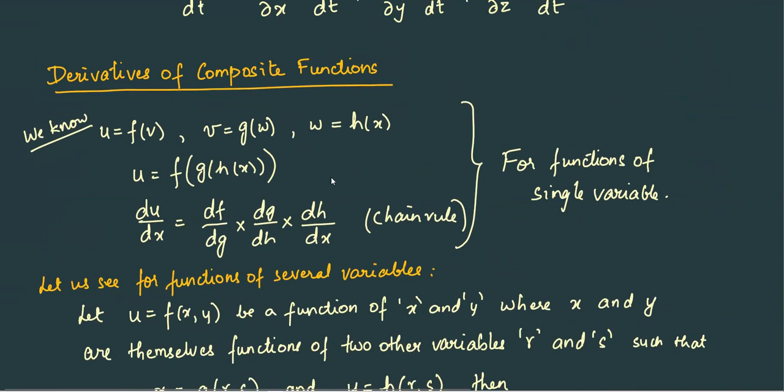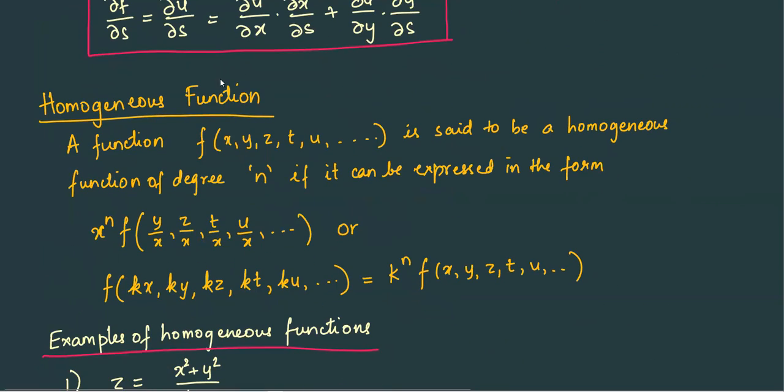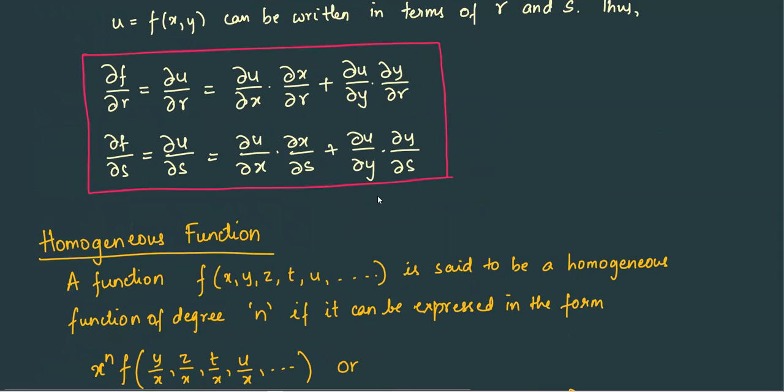Now, derivative of composite functions. We saw how partial derivative works: u is a function of x and y, and x is a function of r and s, and y is a function of r and s. Then derivative of u with respect to r is partial derivative of u with respect to x multiplied by partial derivative of x with respect to r plus partial derivative of u with respect to y times partial derivative of y with respect to r. So this is how we do it. Same with respect to s.